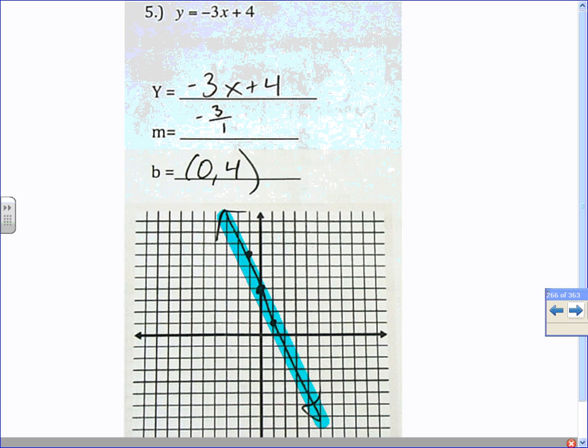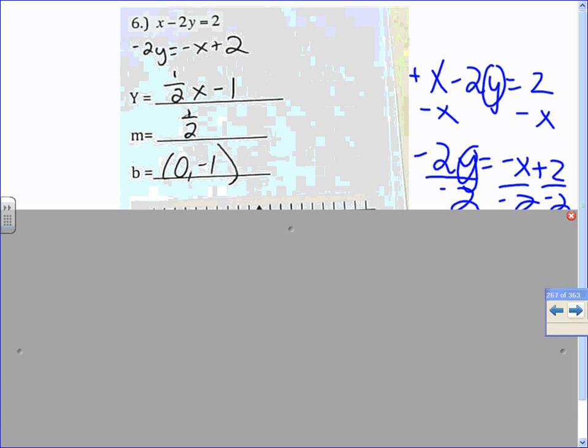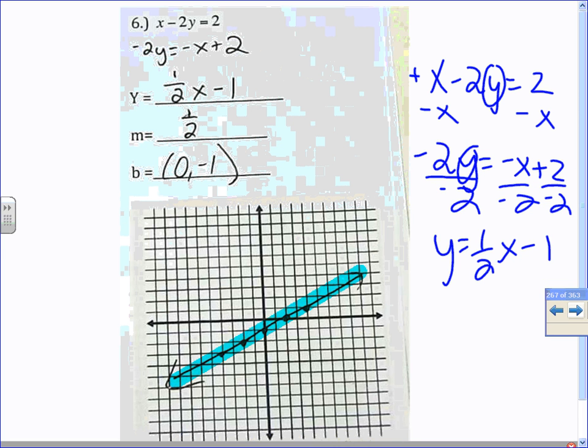Donatus, number 6. Nope. You messed up one little thing that's going to mess up. No, it's positive 1/2. Your 2 shouldn't be there. Okay, well, good, -1. So then M, Donatus, is what? Good, and B is -1. So 1/2 x minus 1, 1/2, and then 0, -1.